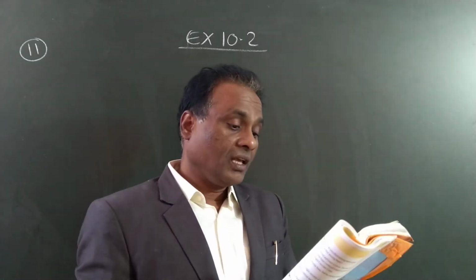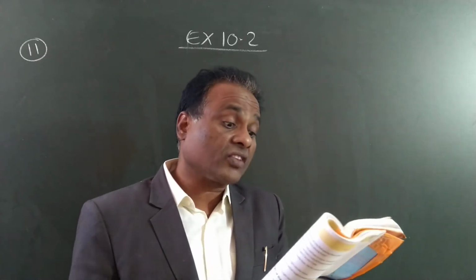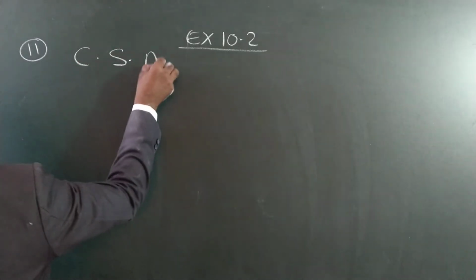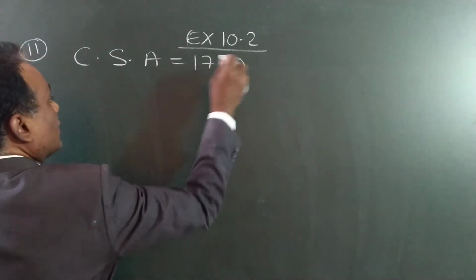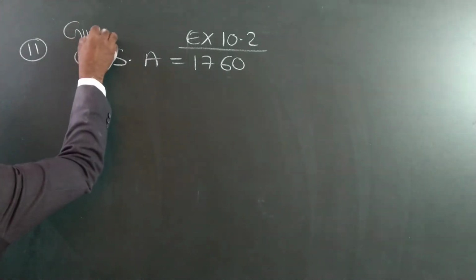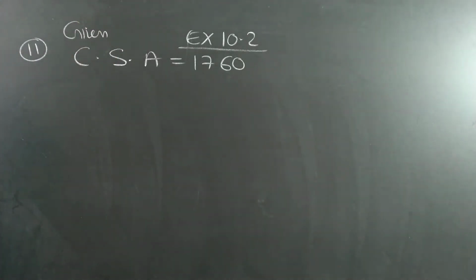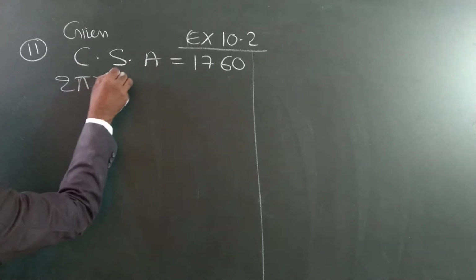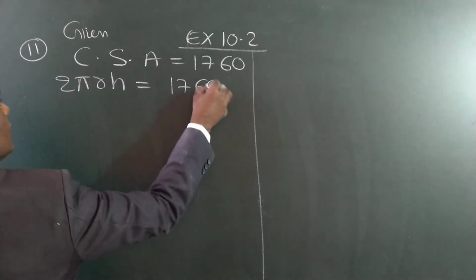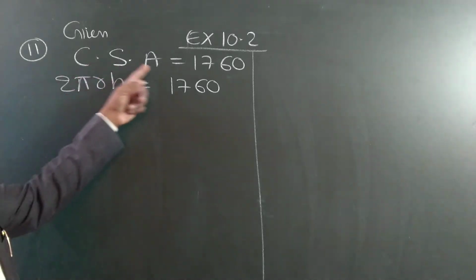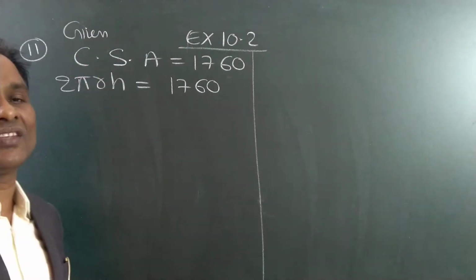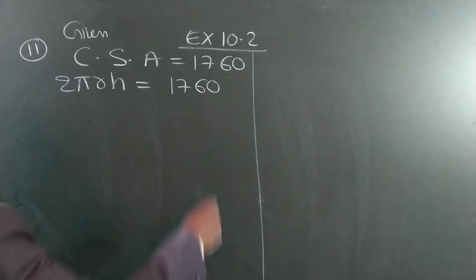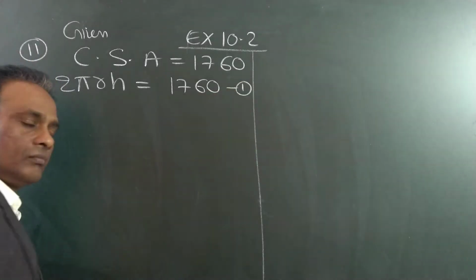11th problem. Yesterday I solved it already. The curved surface area of the cylinder is 1760. This is given. What is the formula for the curved surface area of the cylinder? 2 pi RH equals 1760. This is one equation.